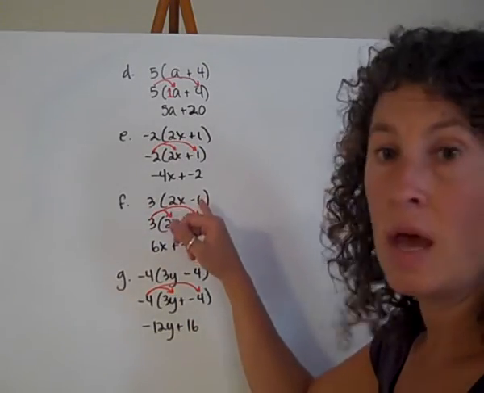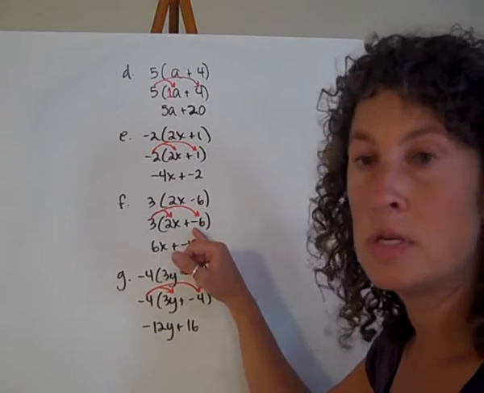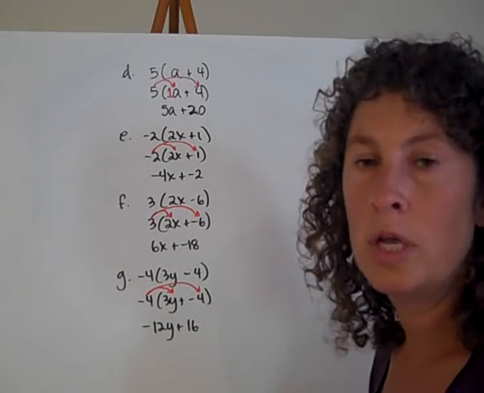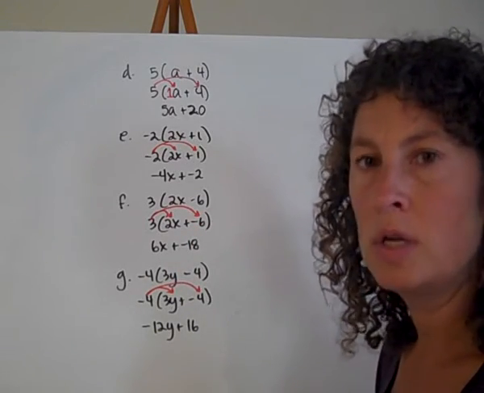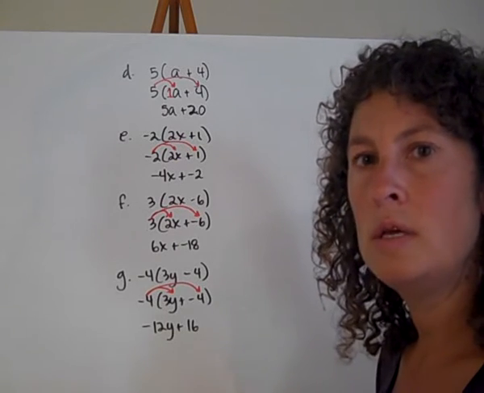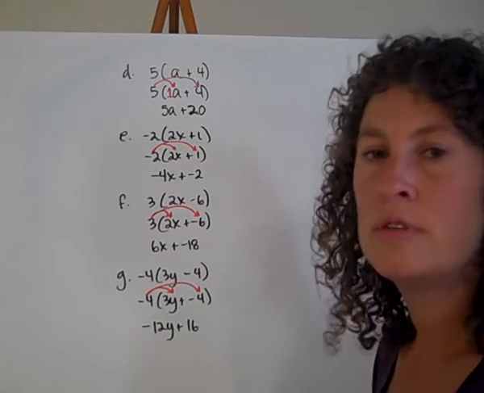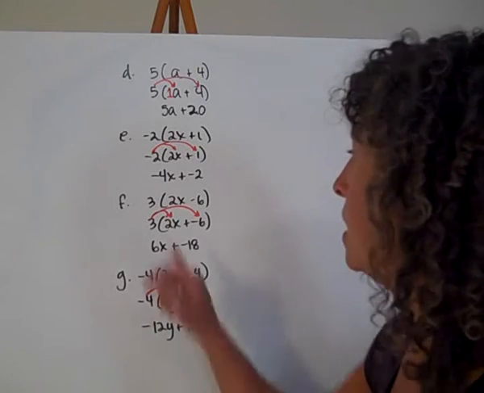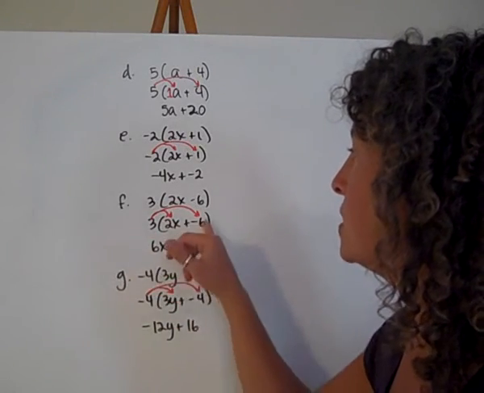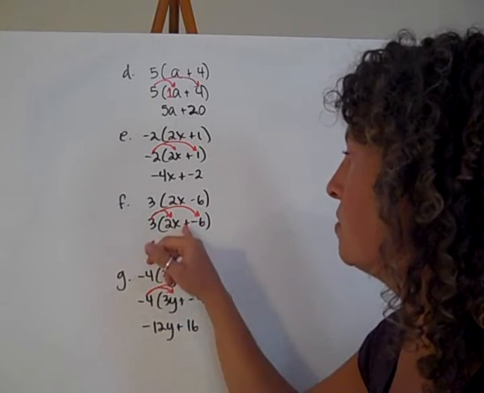Next example, 3, and then in parentheses, 2x minus 6. I've got a negative inside here. I'm going to change that to adding the opposite. You don't have to, but if you're looking at a distributive example and you're kind of not sure how to deal with the negatives or the subtraction, change it to adding the opposite. Most of the time that'll clear up what you're confused about.